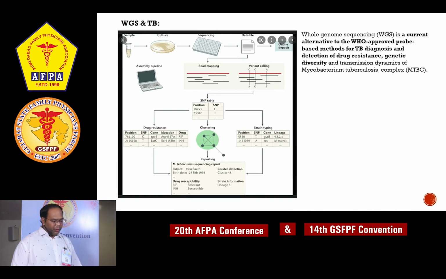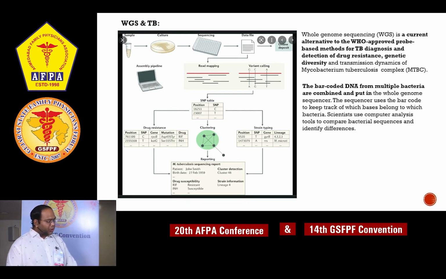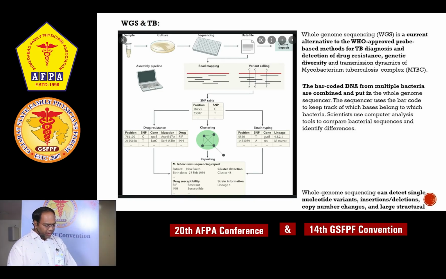So the advantage of whole genome sequencing is that it is a current alternative to the WHO approved probe method for tuberculosis diagnosis and detection of drug resistant genetic diversity. It also diagnoses multiple bacteria combined with the tuberculosis. In tuberculosis, you can find that bronchiectasis is also a cause, and comorbidity in previously treated patients. So Mycobacterium TB is there and another bacteria is also in the patient. So they will detect the other bacteria also in WGS.